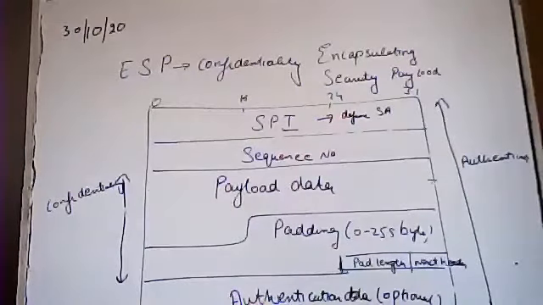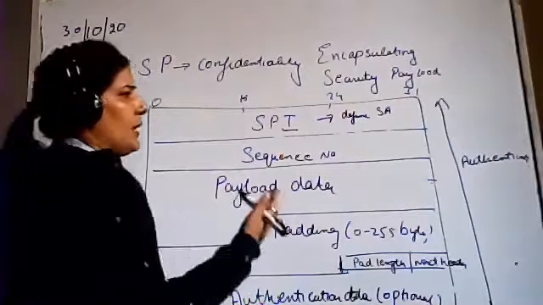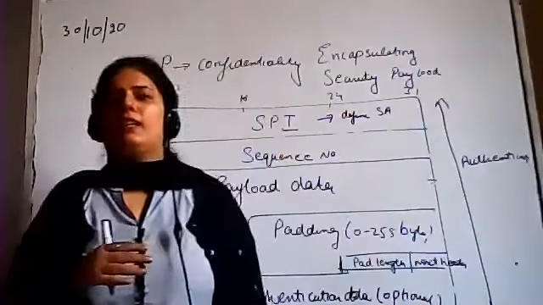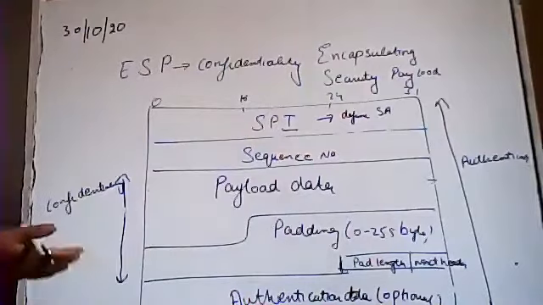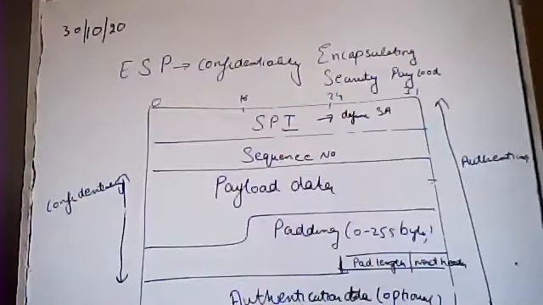Next is your sequence number. It is also a 32-bit sequence number, and it can range from 0 to 2 raised to the power 32 minus 1, which we have already discussed in the authentication header format. The sequence number tells us which particular packet has been transferred. So this parameter is also the same as that of the authentication part.